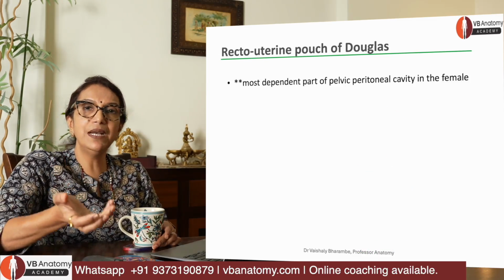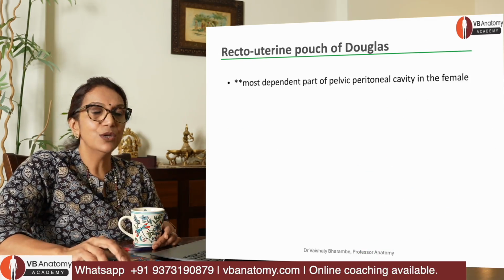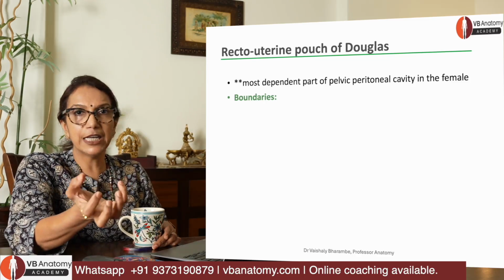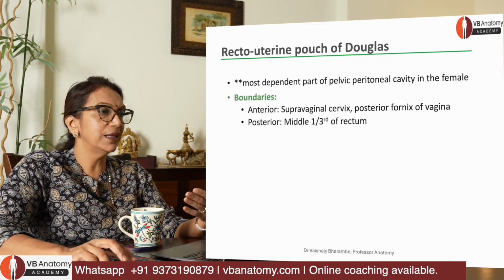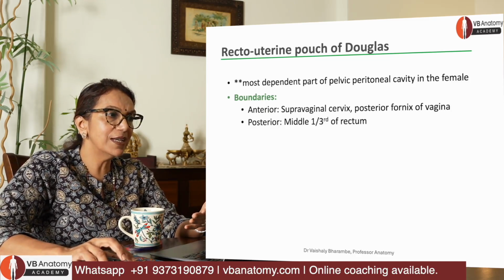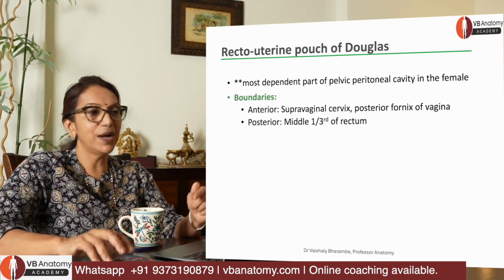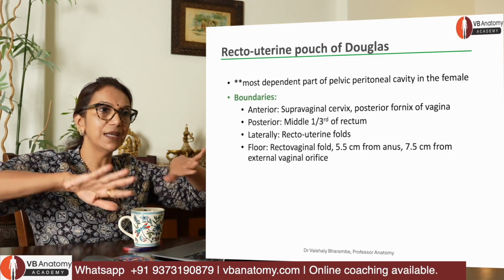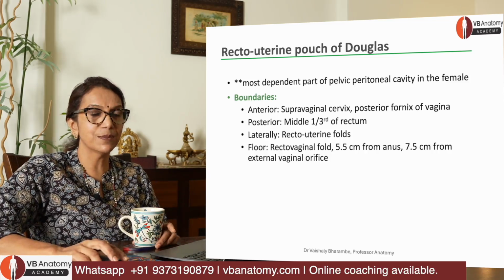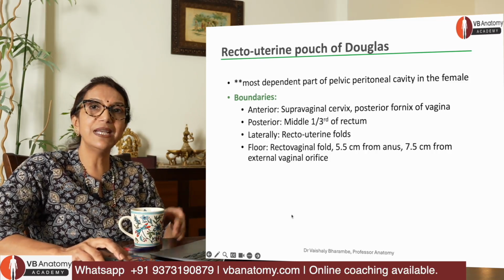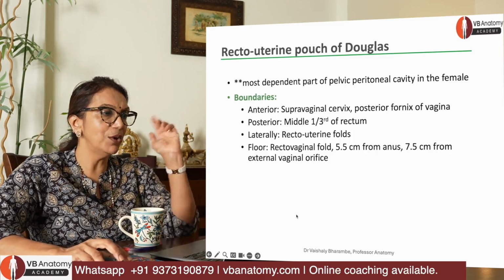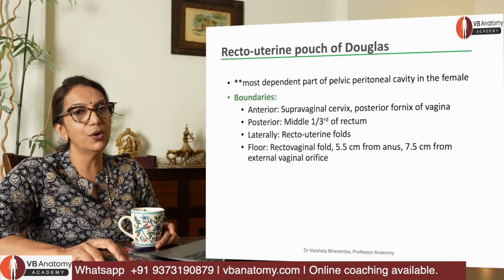It's the most dependent part of the peritoneal cavity. So if there's any secretion, it will get collected here. Bound anteriorly, you already know, by the supravaginal cervix, posteriorly by the middle part of the rectum, on the sides by the rectouterine folds. Okay. Now there are some dimensions given here, 5.5 centimeters from the anus, 7.5 from the external vaginal orifice.